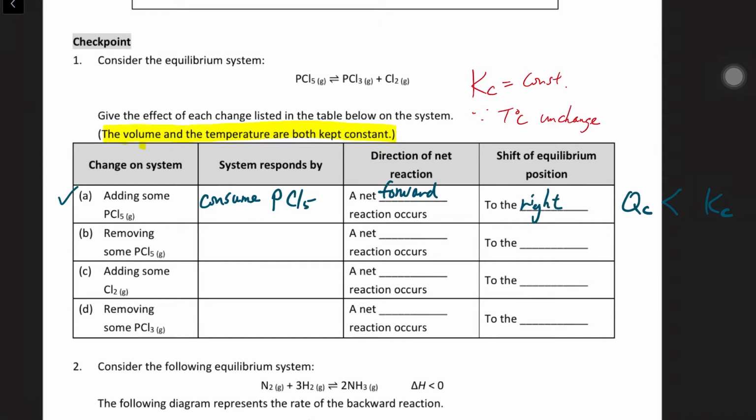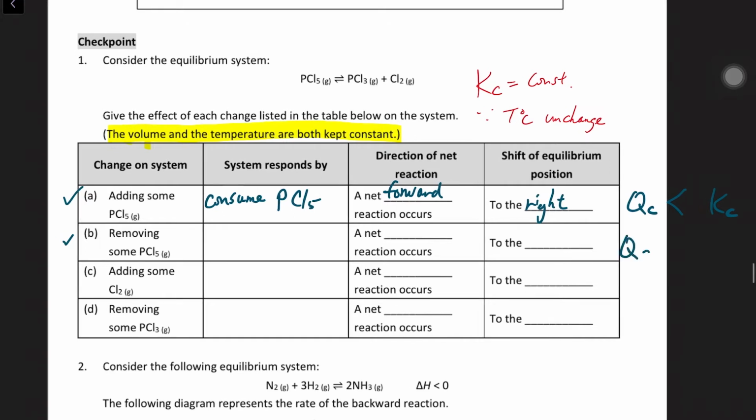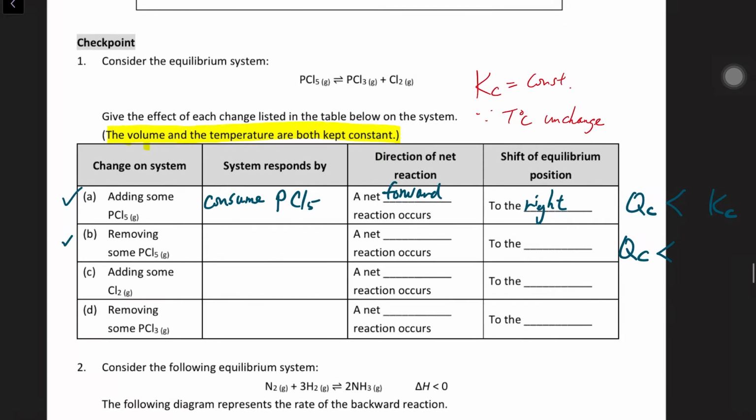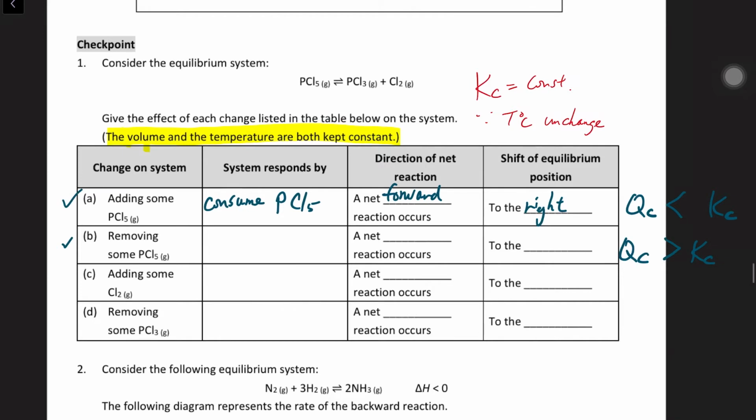Well, in reverse, how about if we remove some PCl5? Now this time, because reactant is less, so the Qc will be greater than Kc because the denominator is smaller this time, okay? So the system will respond by producing extra PCl5, okay? And the result is a net backward reaction undergoes and the equilibrium position shifts to the left, right?